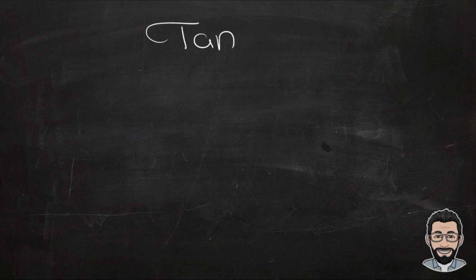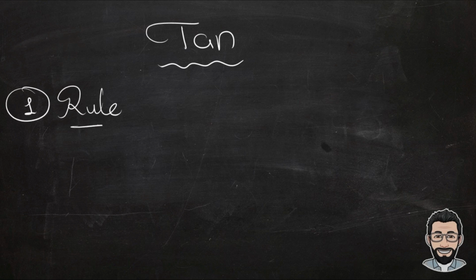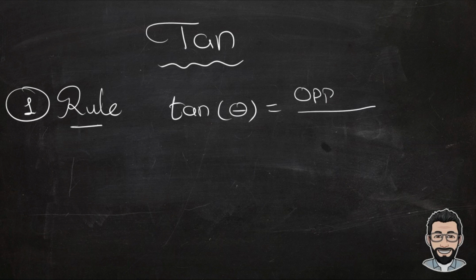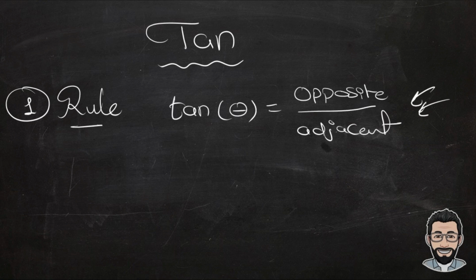And tan has 5 cases. The first one, the rule. So tan of an angle, I'm going to give you here an angle, for example theta, equals the opposite over adjacent. So you have to memorize this formula.